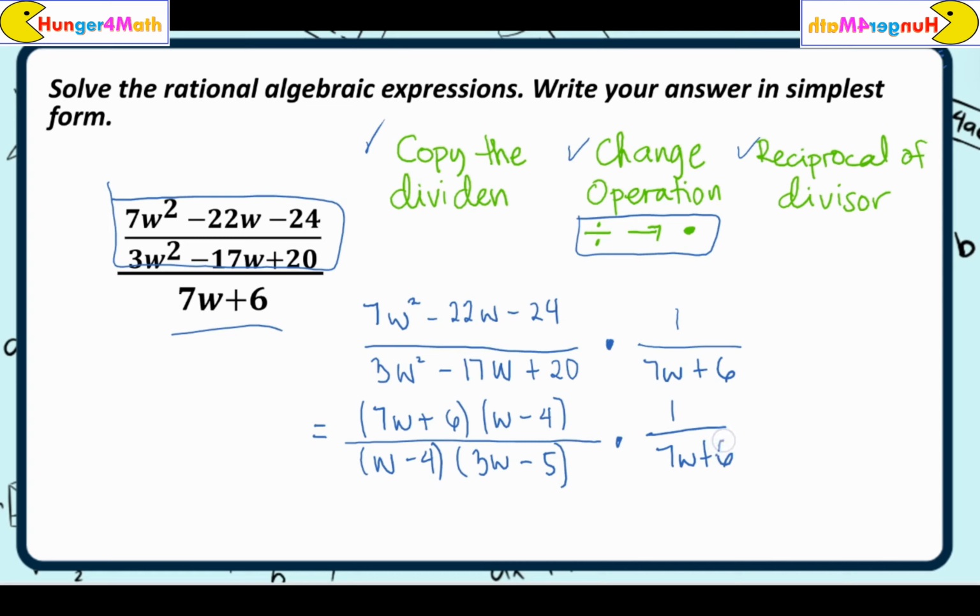Now it's time to cancel out the same factor. So we have 7w plus 6 and this, and w minus 4. Now the numerator will turn into 1, and here the 7w plus 6 will be turned into 1 as well. Now let's multiply. So 1 times 1 is 1 over 3w minus 5 times 1 is 3w minus 5. So here's our answer.